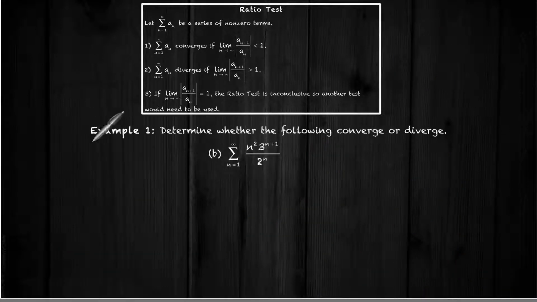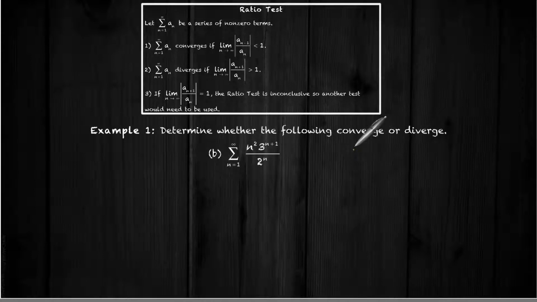All right, in this next example, we have, once again, a series here: n squared times 3 to the n plus 1, over 2 to the n, from 1 to infinity. And so we see that there are some exponential functions involved here. So we're going to just use the ratio test.